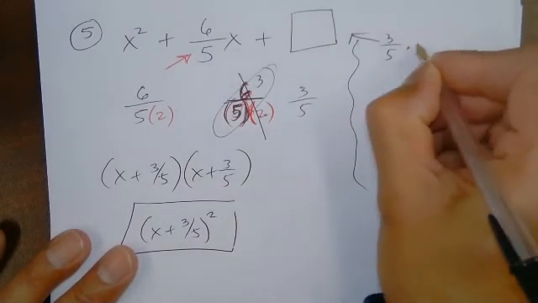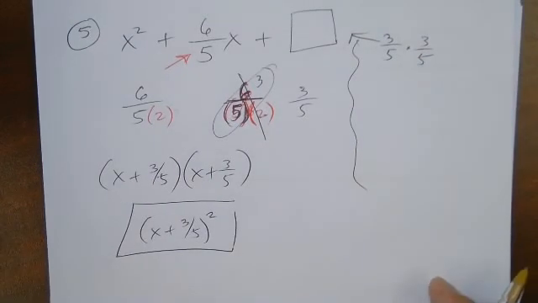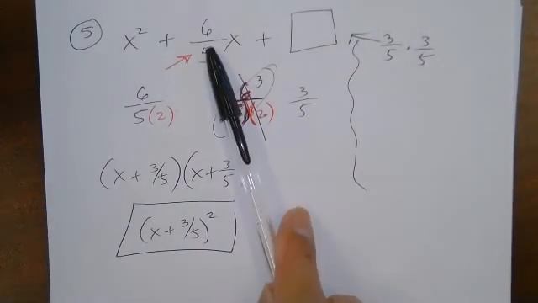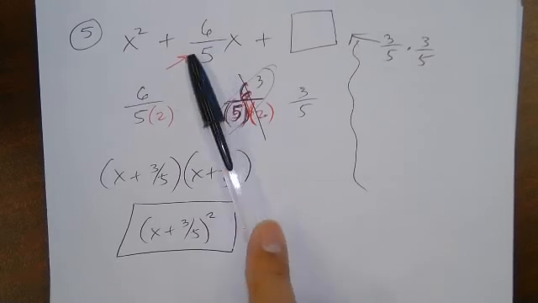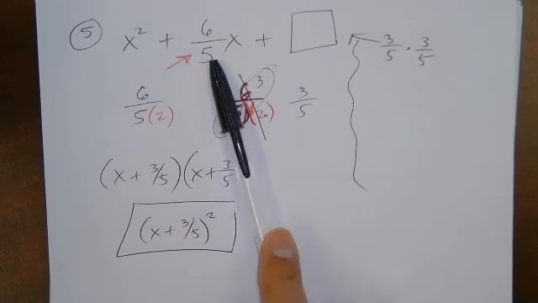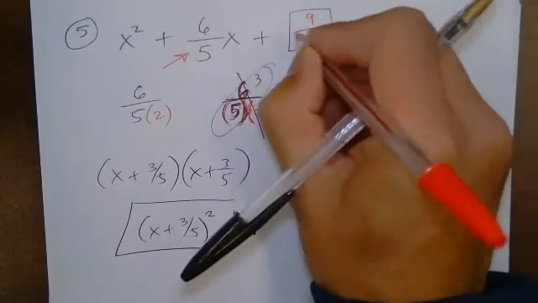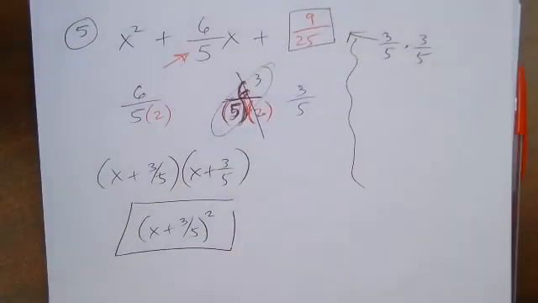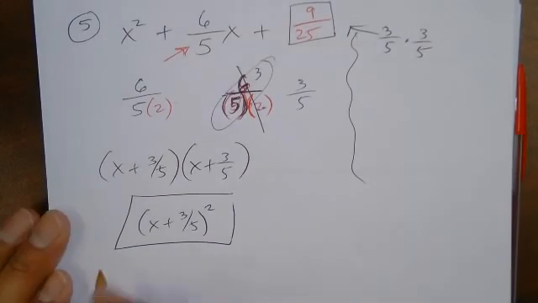What goes here? 3 fifths? Yeah, you got to do 3 fifths times 3 fifths. All right, you guys know what you got to do. You guys know the process here. Doesn't matter if this middle number is even. Doesn't matter if this middle number is odd. Doesn't matter if this middle number is a fraction. This would be 9 over 25, right? 3 times 3, 9. 5 times 5, 25. We got it?